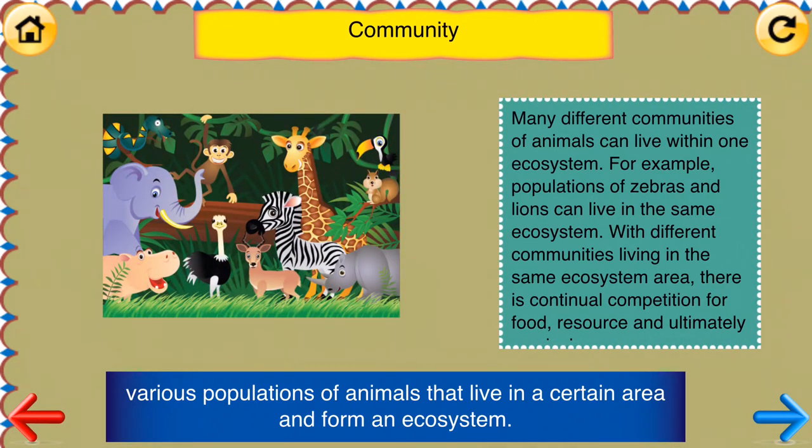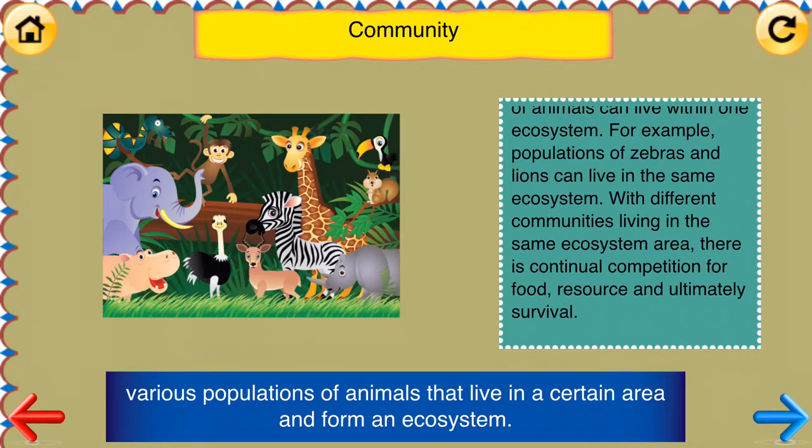Community. Various populations of animals that live in a certain area and form an ecosystem. Many different communities of animals can live within one ecosystem. For example, populations of zebras and lions can live in the same ecosystem. With different communities living in the same ecosystem area, there is continual competition for food, resources, and ultimately survival.